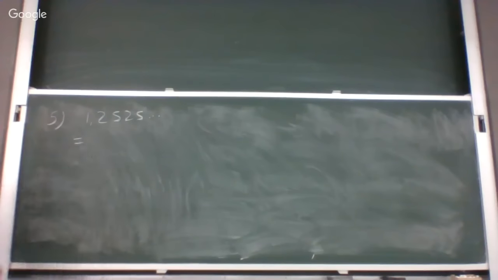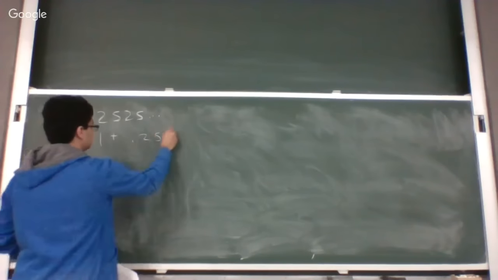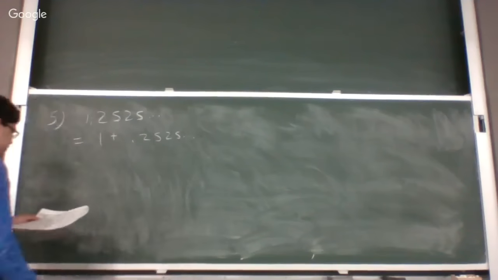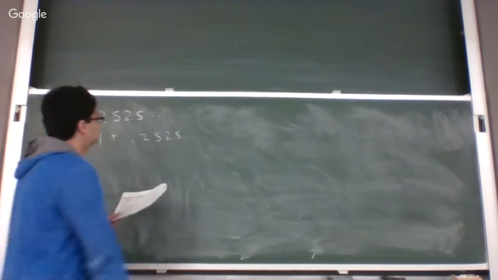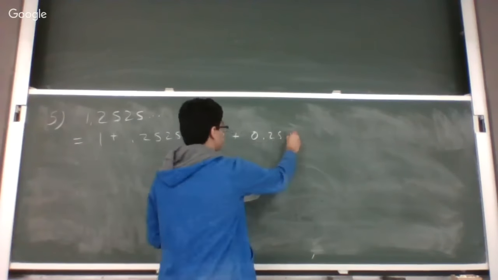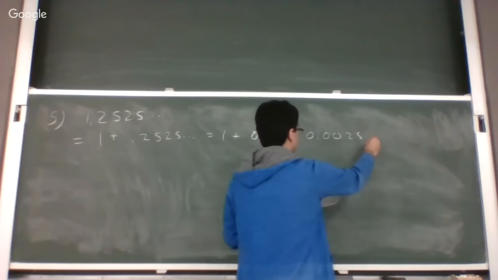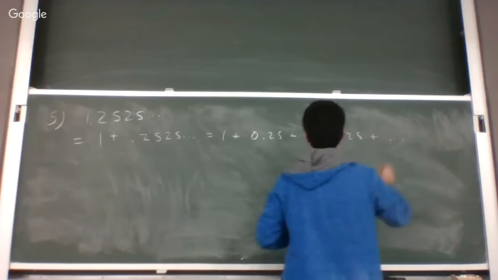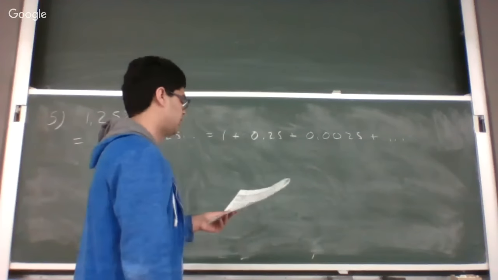So we know that the part that's repeating is 0.25, so we can just do 1 plus 0.2525 dot dot dot, because the repeating part is 0.25. So this is equal to 1 plus 0.25 plus 0.0025 plus dot dot dot. Every time the 25 is being moved by a factor of 100.